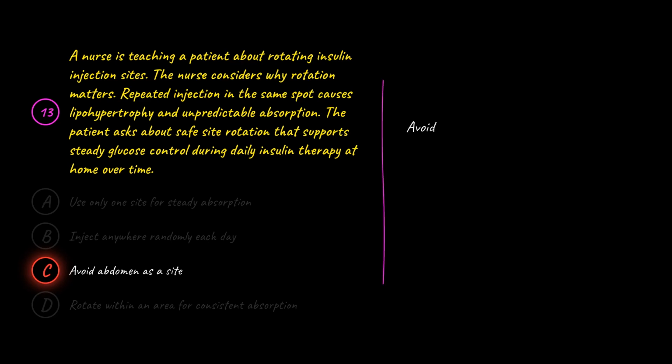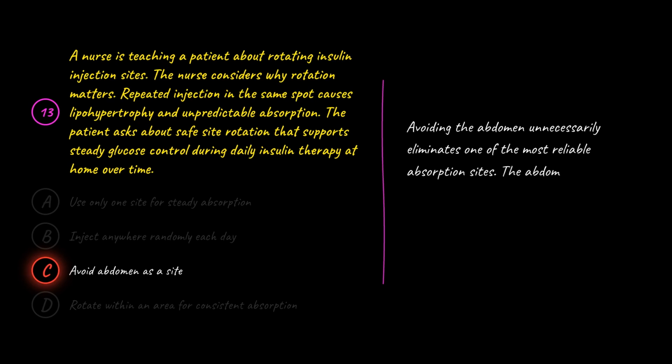C is wrong because avoiding the abdomen unnecessarily eliminates one of the most reliable absorption sites. The abdomen is a preferred site for many insulins because of consistent and predictable absorption rates compared to limbs.